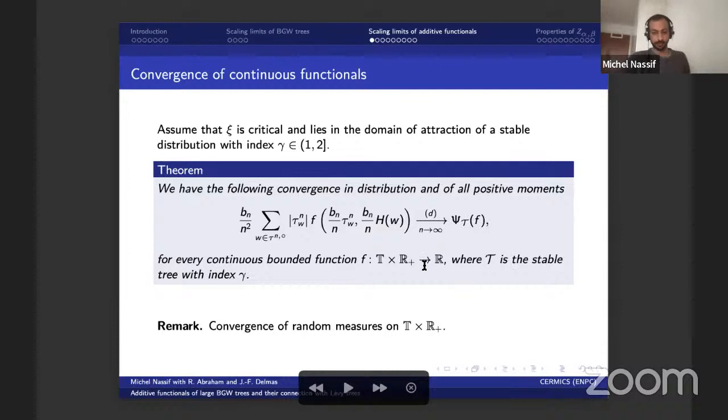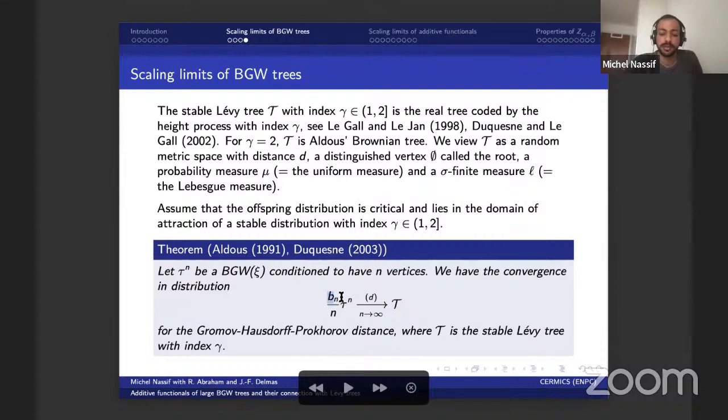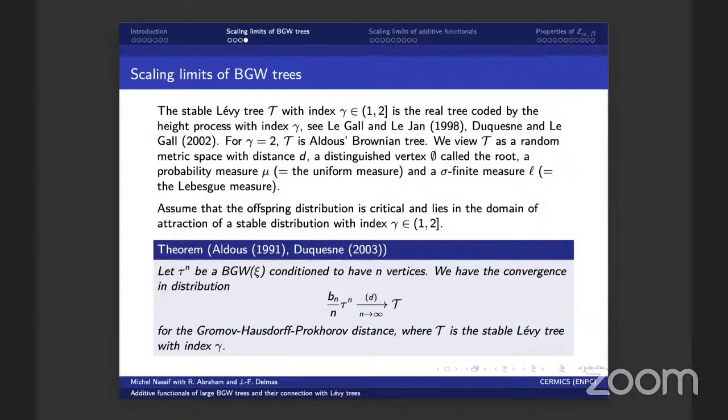And what is Bn? Bn is the normalizing sequence. It's the same as this one. But it depends on what? It depends on gamma or? It depends on gamma, yeah. Thank you.